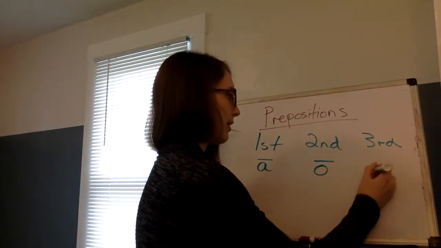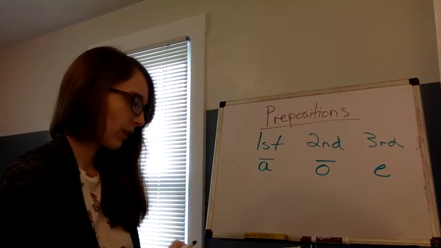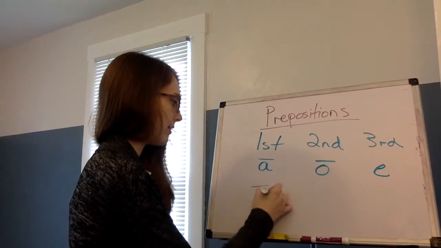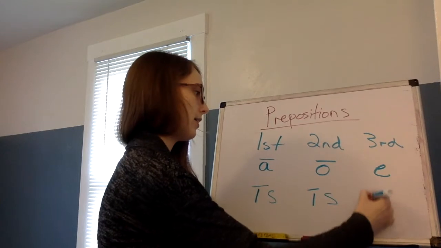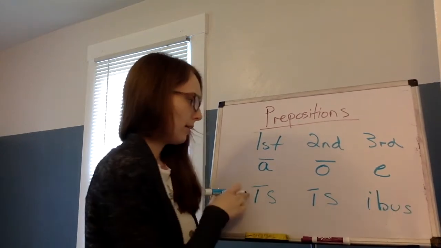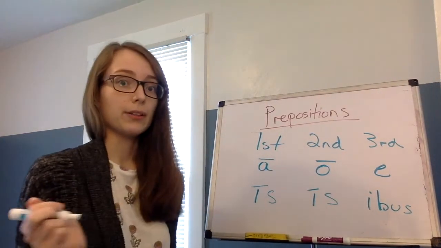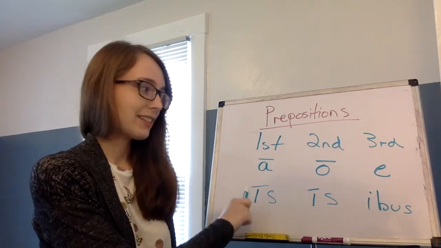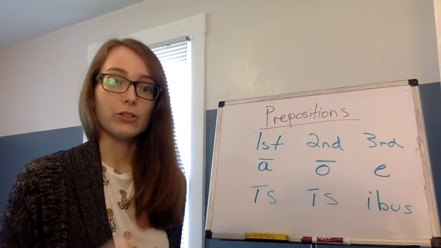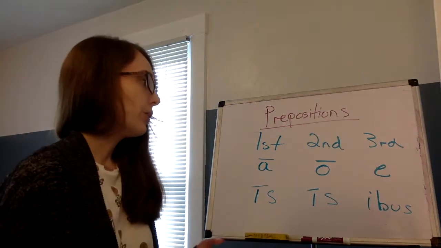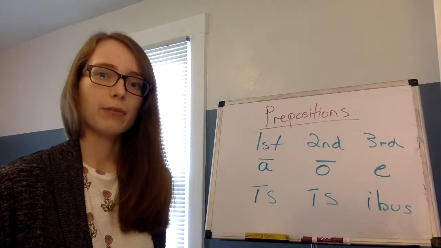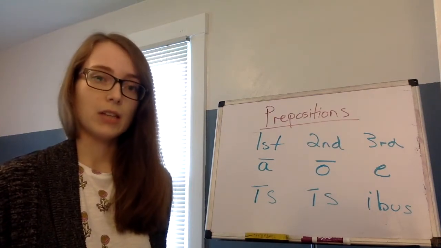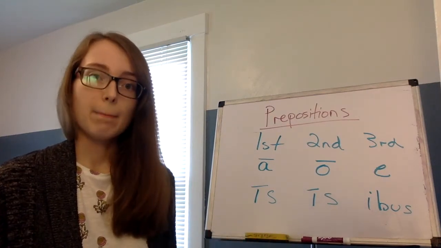Third declension, we just have E, the letter E. And then in plural, we have is, and ibus. This set of endings might look pretty familiar. That's because it's the exact same as our dative plural ending, so there's a repeat there. So whenever you come across a word that ends in is or ibus, you'll have to ask yourself, is this an ablative case word or a dative case word based on how it's being used in the sentence?